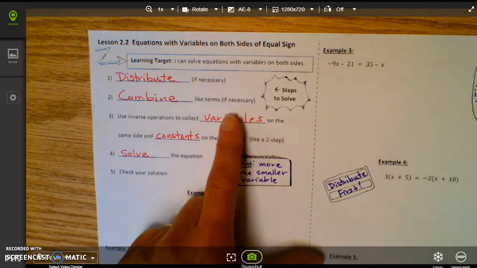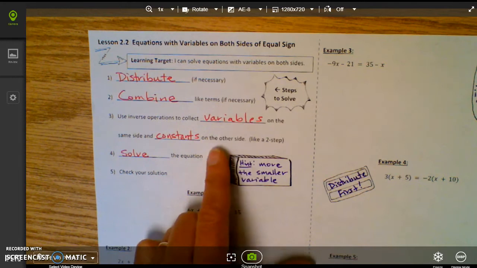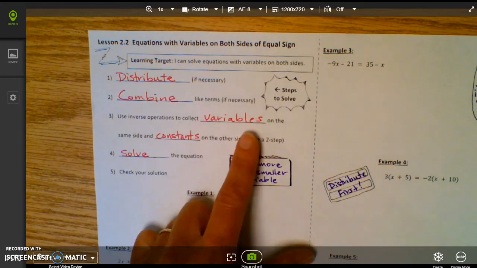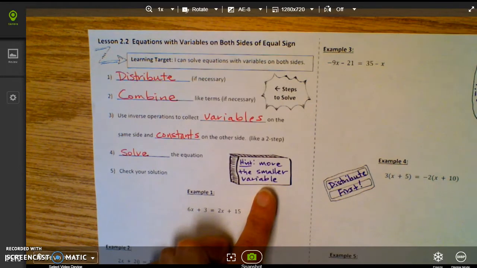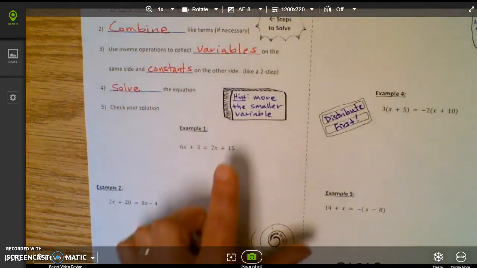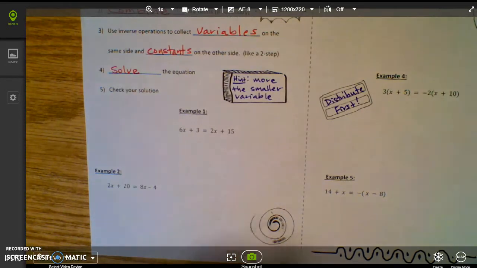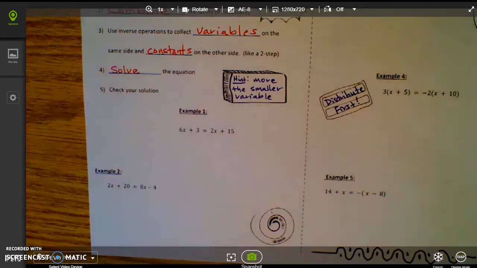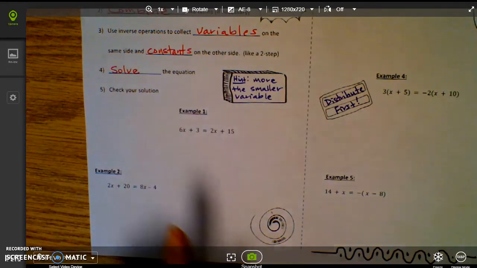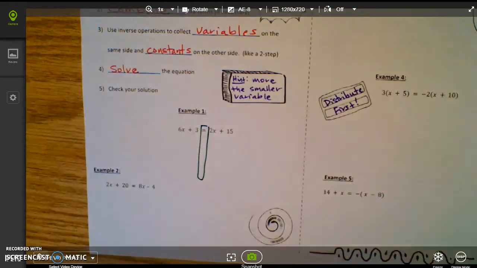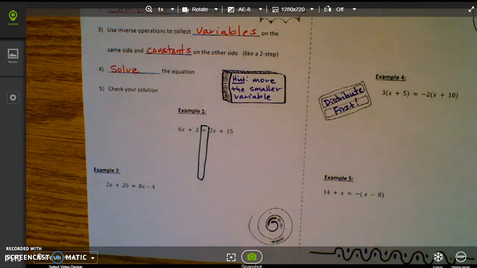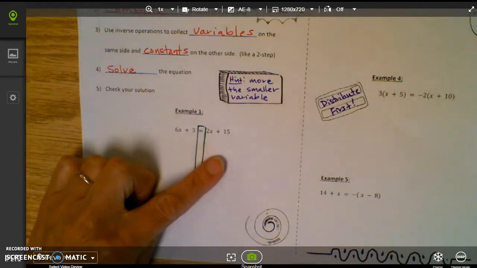Okay, to make your job of moving variables from side to side and getting constants on the other side easier, it helps if you move the smaller variable. And I'll show you why in just a second. So as we start our first example, you can see that we have the 6x plus 3 on one side, and if we draw our locker, we have our 2x plus 15 on the other side. And it's just as crowded over here as it is over here.